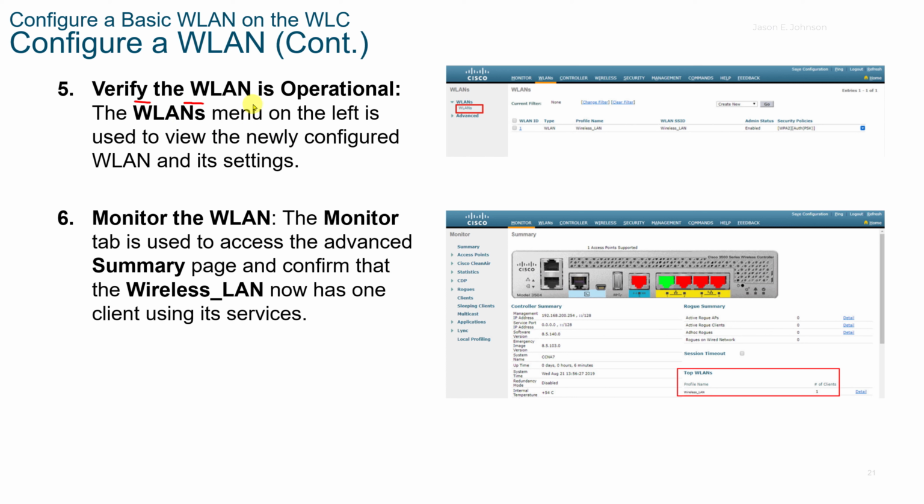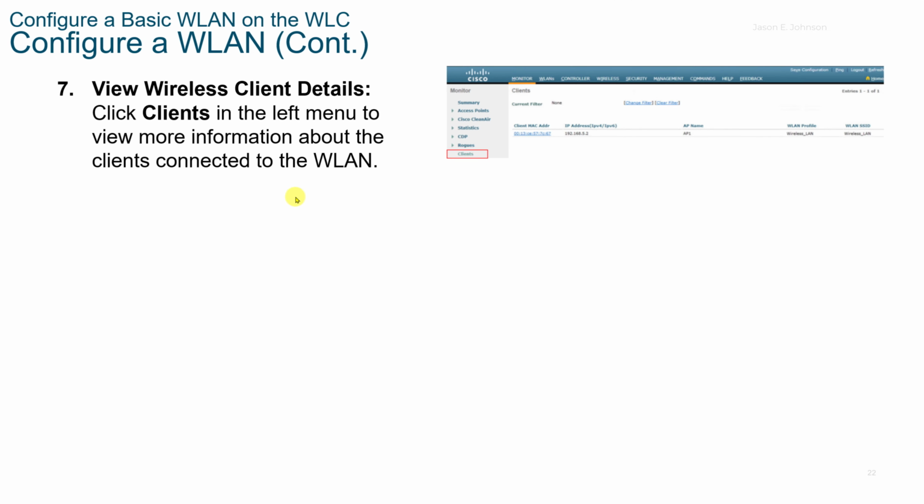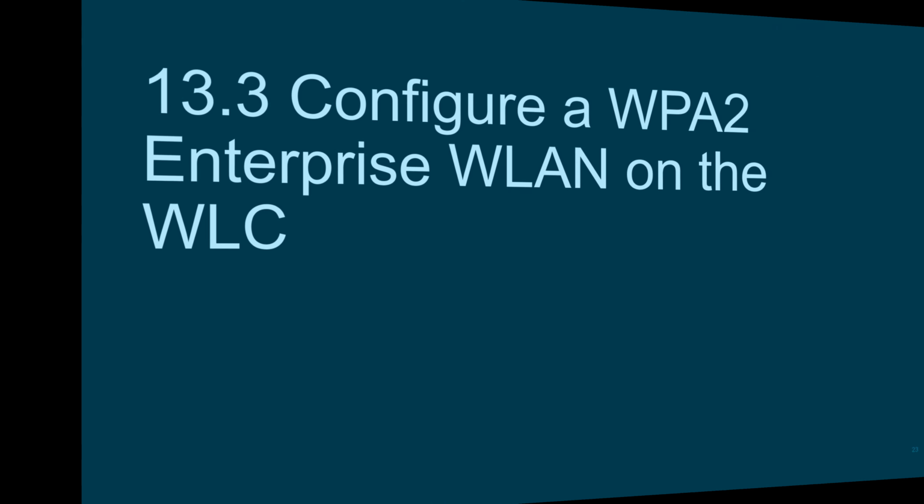Step 5, we verify the wireless LAN is operational. Then we monitor the wireless LAN, look at the Advanced Summary page, and confirm that the wireless LAN now has one client using its services. And finally, in step 7, we view the wireless client information. We can look at the MAC address, the IP address, and of course the SSID.